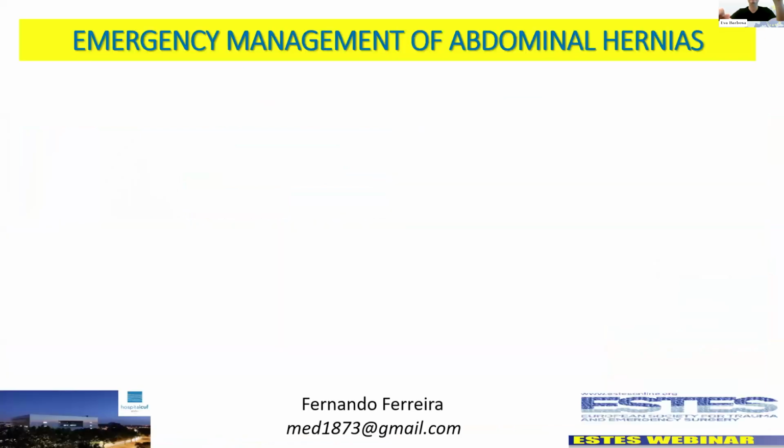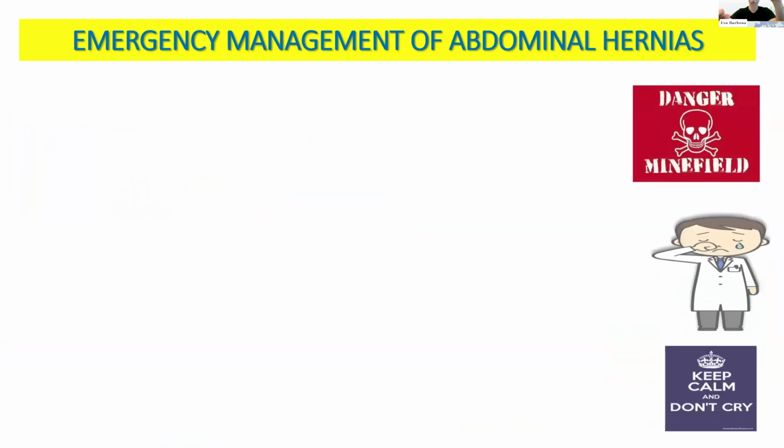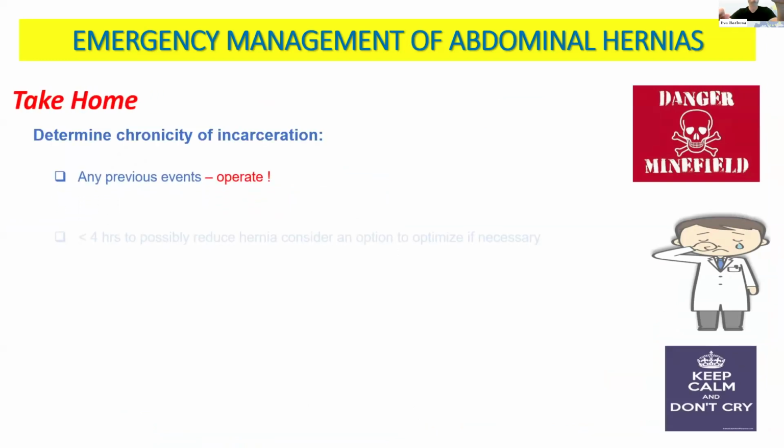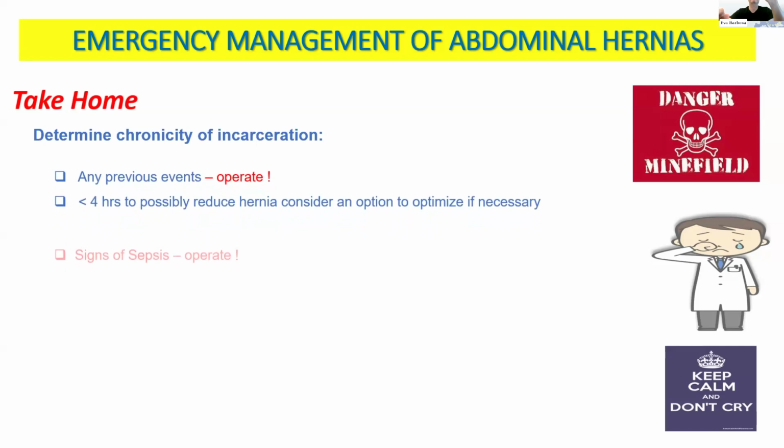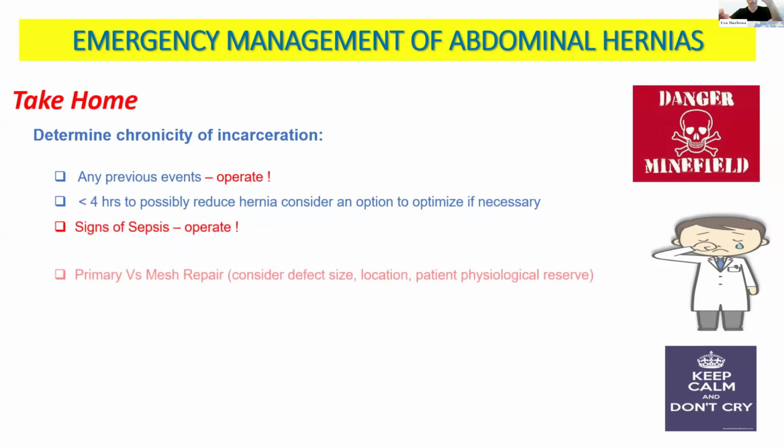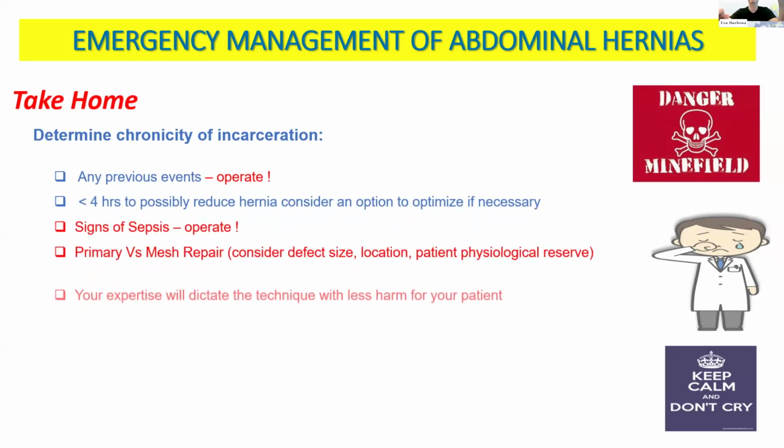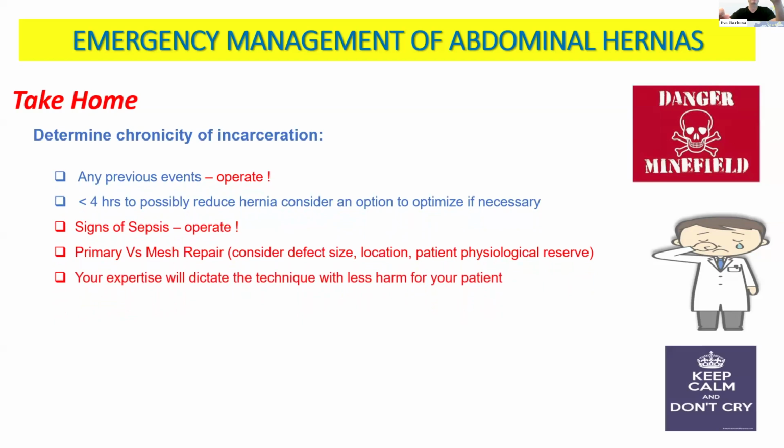So again, this is just to show a possibility of the use of these meshes if you fear contamination and, of course, recurrence. So the take-home message for me, for you, I hope, is to determine the chronicity of incarceration. Make sure this patient hasn't had various previous incarcerations. If it has, you have to operate on the patient. End of story. If you do ever consider a possibility to reduce the hernia, it has to be less than 4 hours, and you have to easily reduce the hernia.